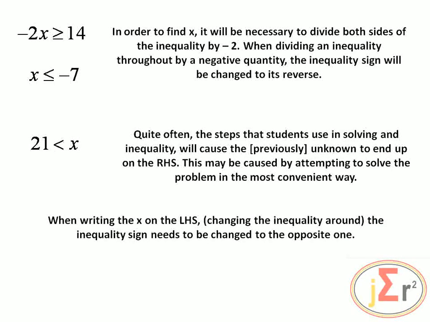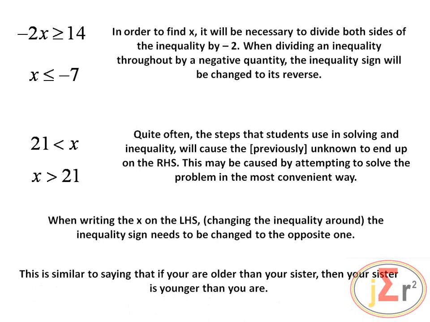So we are about to put that on the left hand side. When writing the x on the left hand side, changing the inequality around, that is what we call it, the inequality sign needs to be changed to the opposite one. So 21 is less than x, so x is greater than 21. That makes a lot of sense. But if we put that into everyday language, it is clearer. This is similar to saying that if you are older than your sister, then your sister is younger than you are.